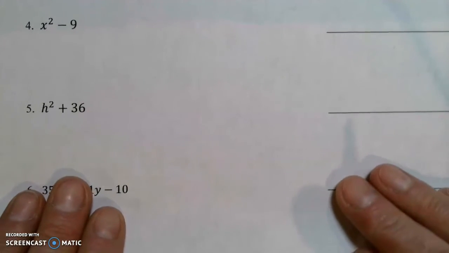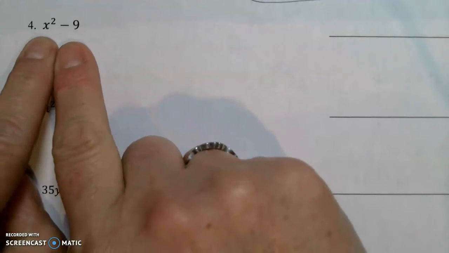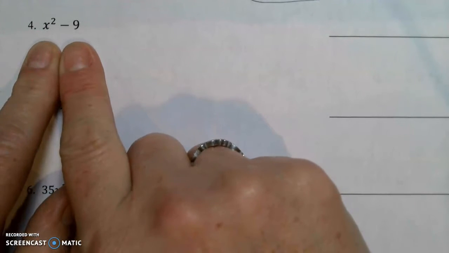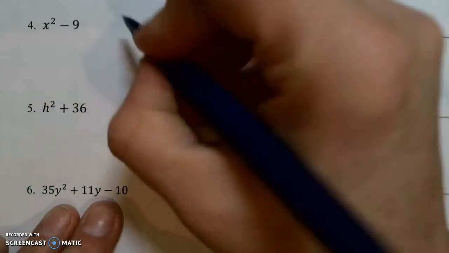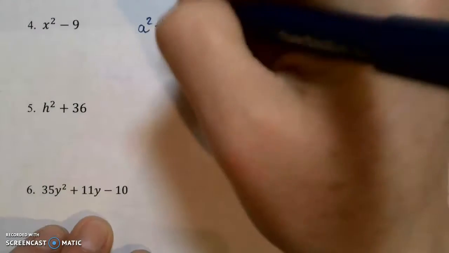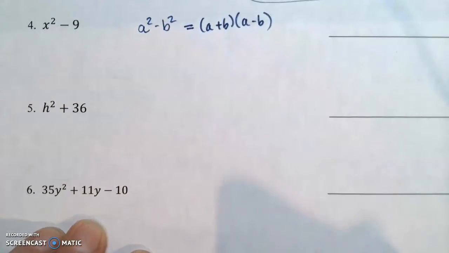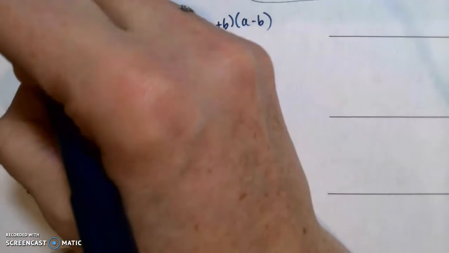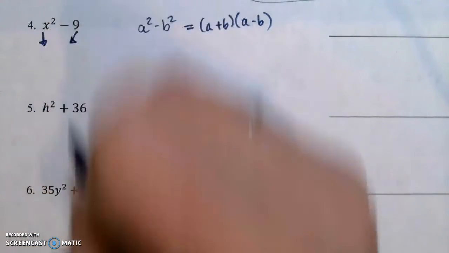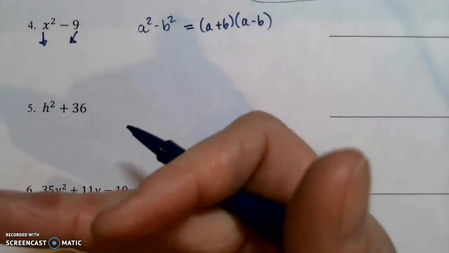Number 4, x squared minus 9. It's in descending order. There's not a GCF other than 1. So with a 2 term, we check and see, does it follow the a squared minus b squared pattern? Is this a difference of squares? If it is, then we can automatically factor it into a plus b, a minus b. So since you need to figure out what the square roots are for each of these before you go to the factoring, just figure out what they are if they're perfect squares, right?